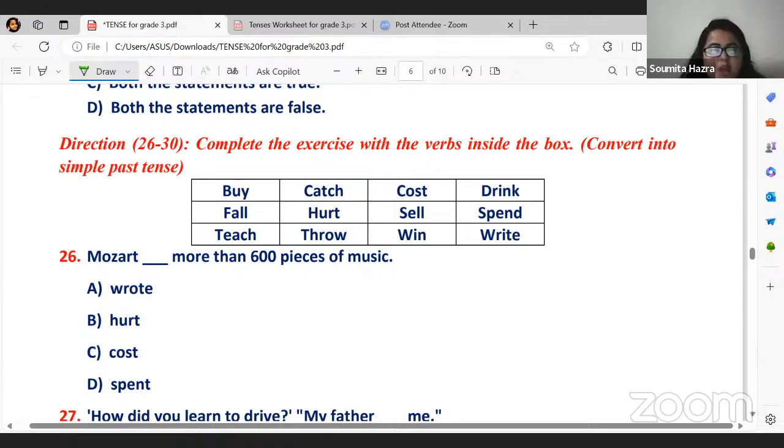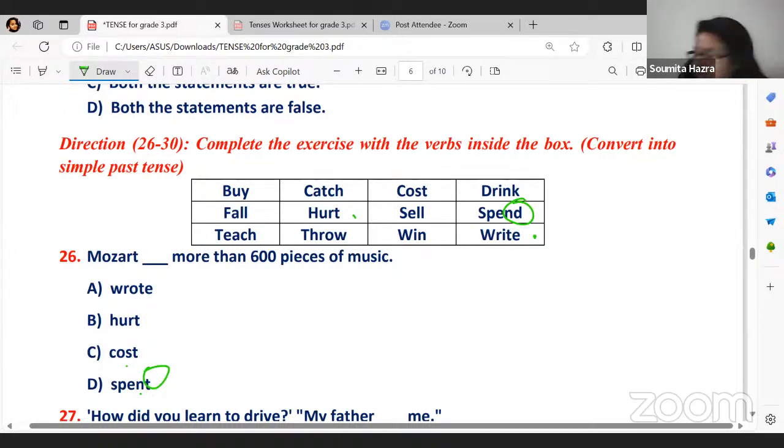Number 26. Mozart dash more than 600 pieces of music. Wrote is the past tense of write. Hurt is the past tense of hurt. There is no word as hurted. Cost is the same, there is no costed. Number D, spent. Spent is the past tense of spend. Only this D changes into T. That is how it is changed into past form.